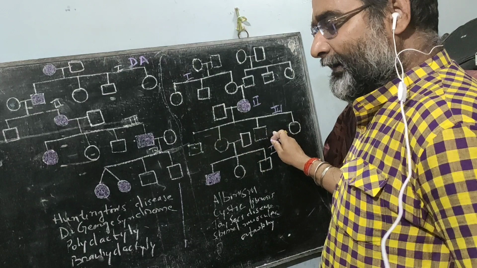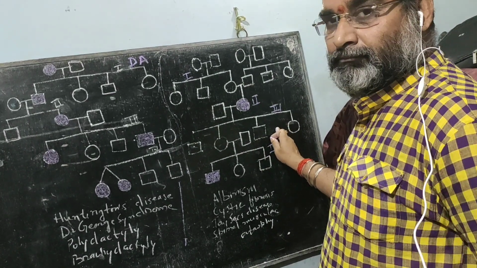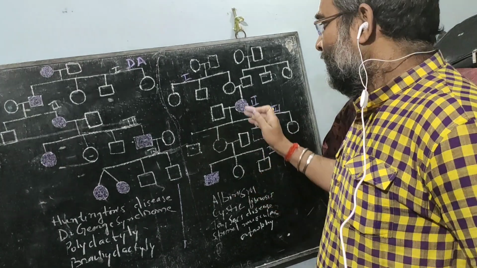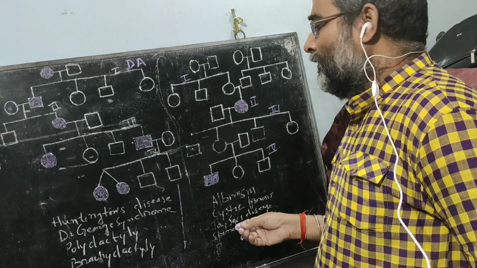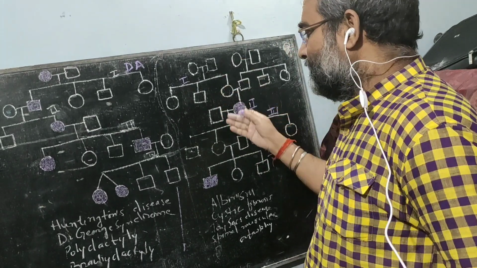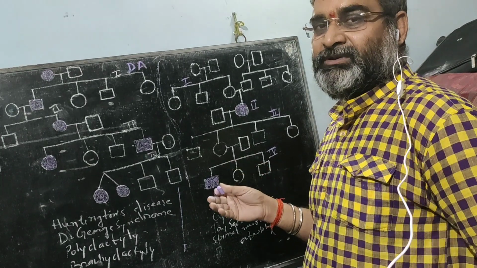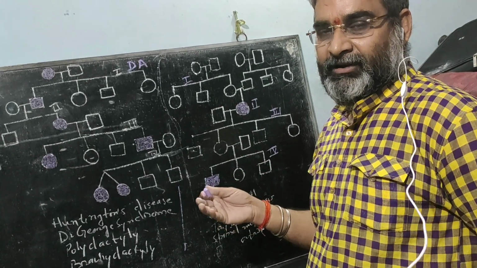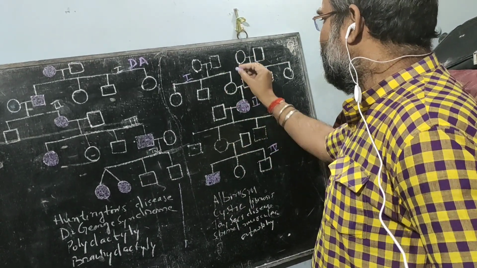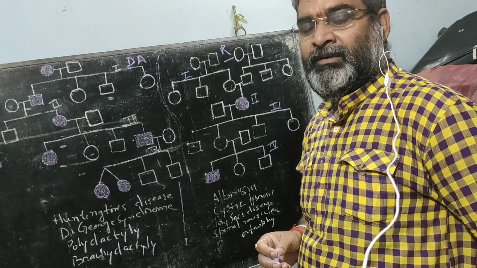In the third generation again, it does not appear. But in the fourth generation, again it appears. That means in the pedigree, we clearly observe the escape of the character from generations. And after escaping for some generations, the trait appears. That means the nature of the trait is of recessive type.